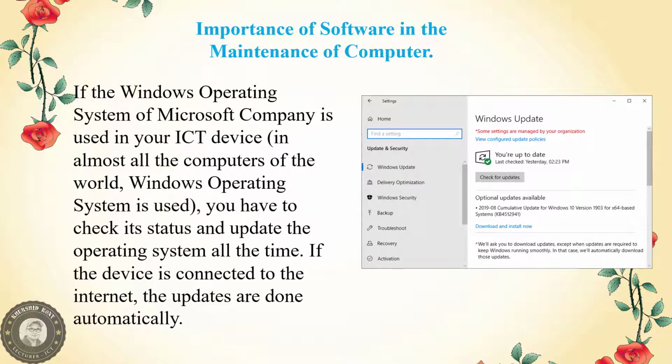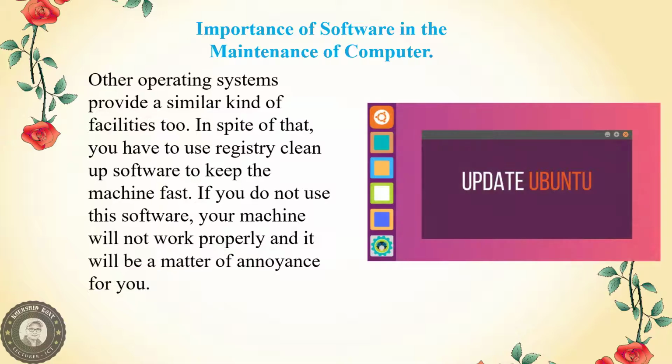If the Windows operating system of Microsoft is used in your ICT device, you have to check its status and update the operating system all the time. If the device is connected to the internet, the updates are done automatically. Other operating systems provide similar facilities too. In spite of that, you have to use registry cleanup software to keep the machine fast. If you do not use this software, your machine will not work properly and it will be a matter of annoyance for you.